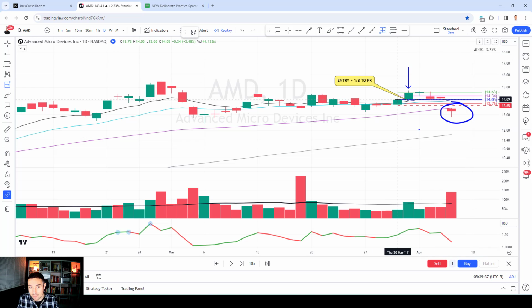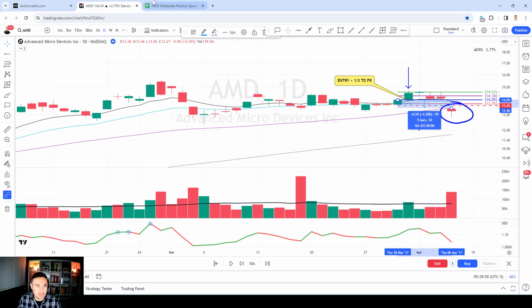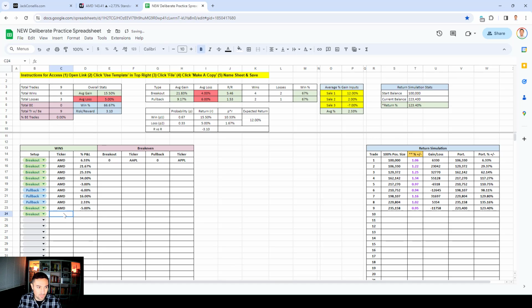Should I run you through this so it makes a little bit of sense? So instead of coming out the other side, we would be knocked out on the open with a loss of 5%. So let's just go and input that. So we have a losing trade there. It's a breakout low pivot, isn't it? So we just go here, we go breakout, we go AMD, and we go -5%.